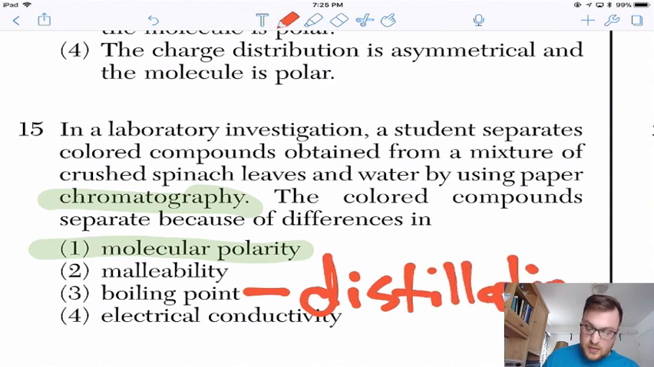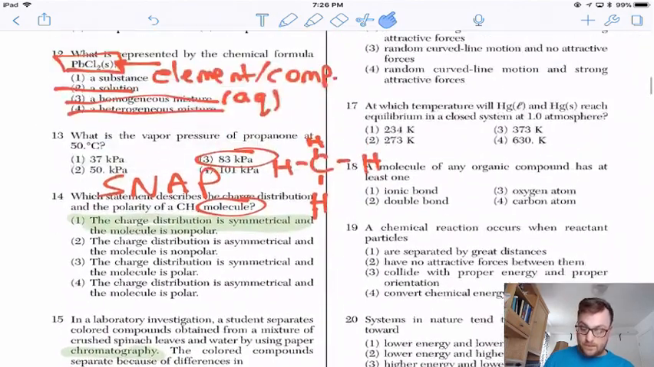So, if you need to separate 2 liquids, you would use distillation because it will separate them based on their different boiling points. Malleability is a property of metals. That just means that you can hammer it into shapes. Electrical conductivity is exactly what it sounds like. Does it conduct electricity?